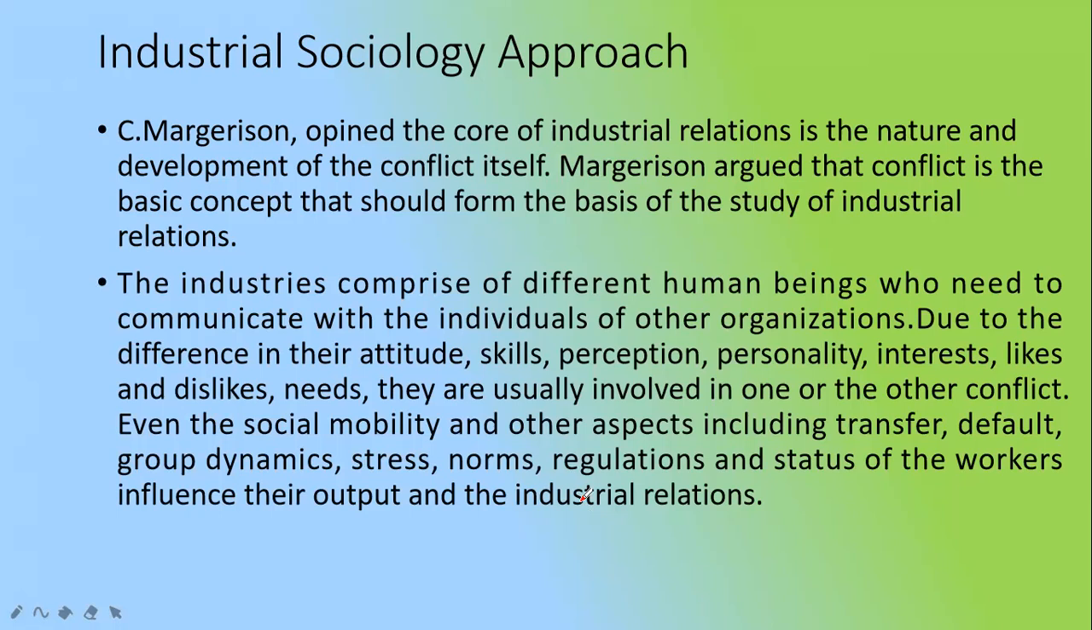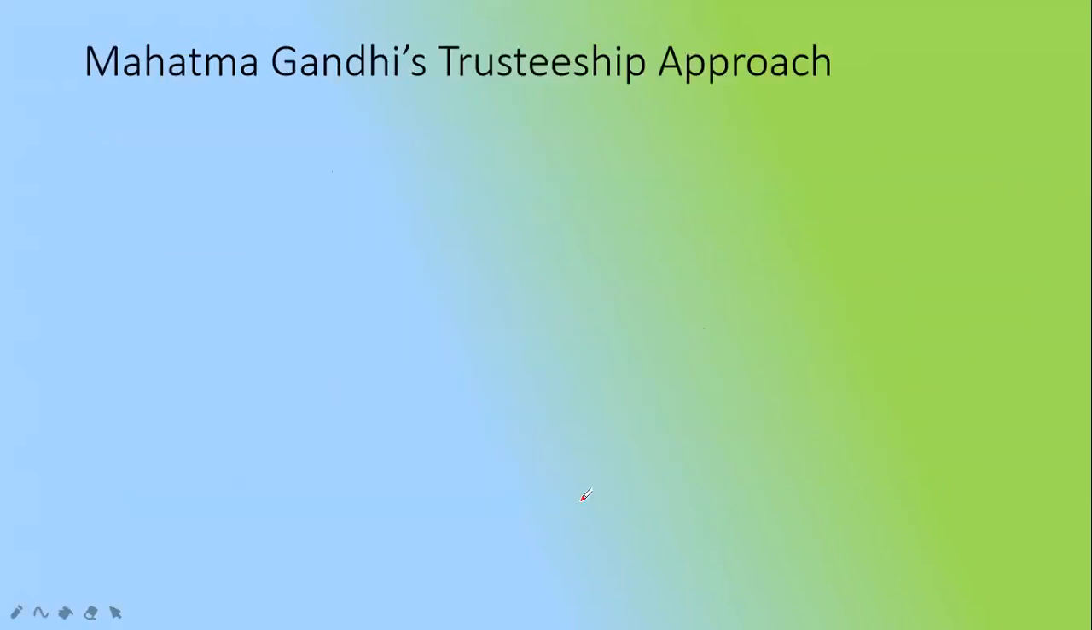Social mobility is nothing but a status in society, or the movement of individuals and families within the social strata of a society: upper class, lower class, middle class. These also create differences, and these classes may also create conflict. So difference in perception, difference in attitude, and difference in social mobility are all causes of industrial conflict.